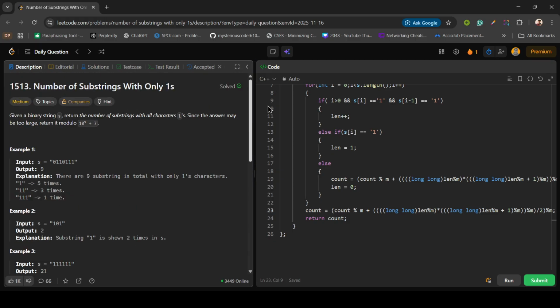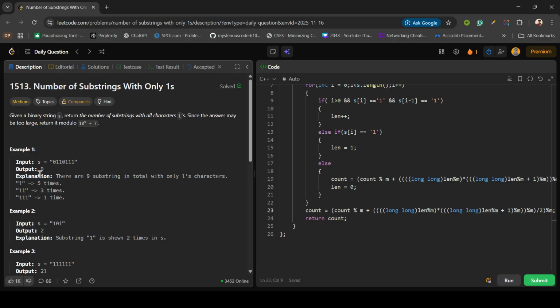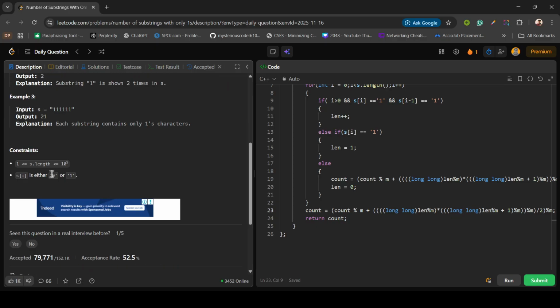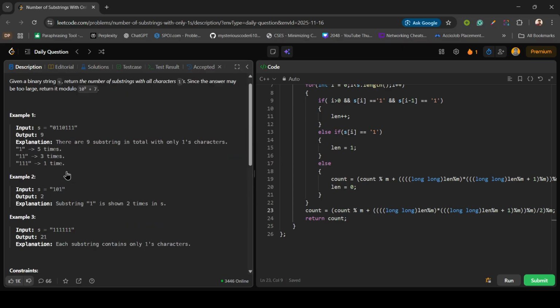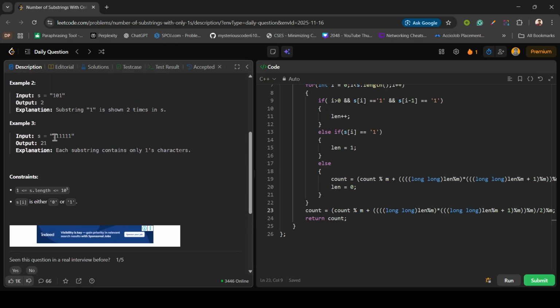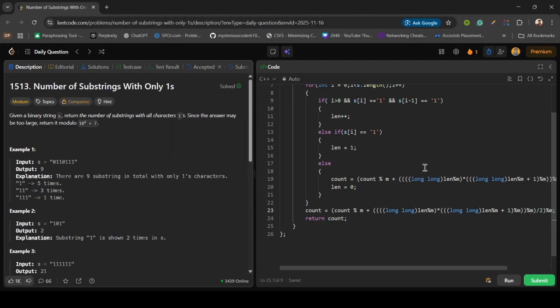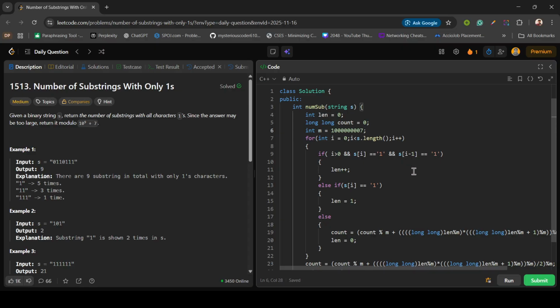To think of the approach for this, you have to see the test cases. If I approach the solution by looking at this test case, here the number of ones is six, right? And the answer is 21. This could be possible only if 6 into 7 by 2 is done here. Understood? So I hope you understood this question. And now let's end this video.